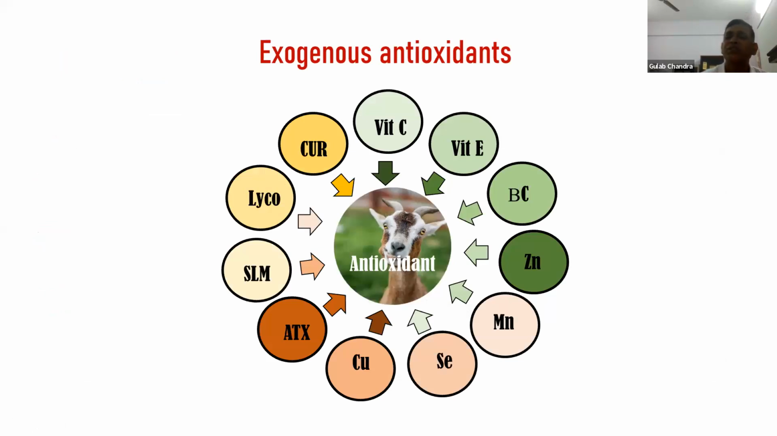These are the exogenous antioxidants. These antioxidants are supplemented through the diet, and this supplementation improves the endogenous antioxidants, because some minerals act as cofactors for the enzymatic antioxidants, and some vitamins also promote the production of endogenous antioxidants. Therefore, this portion is very important for the input part.